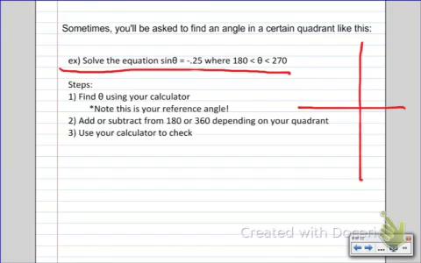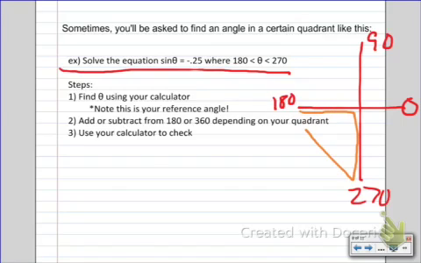Well, I know in my quadrants, this is 0 degrees, this is 90 degrees, this is 180 degrees, this is 270 degrees. So that means that this angle that I'm looking for has to fall in quadrant 3 down here, between 180 and 270. Well, let's go ahead and use our steps here.